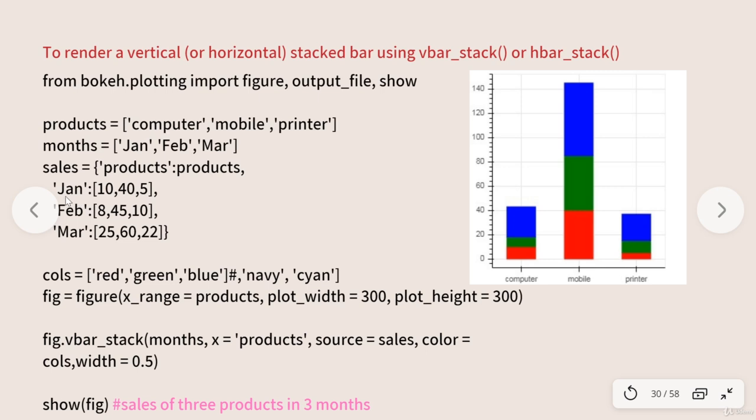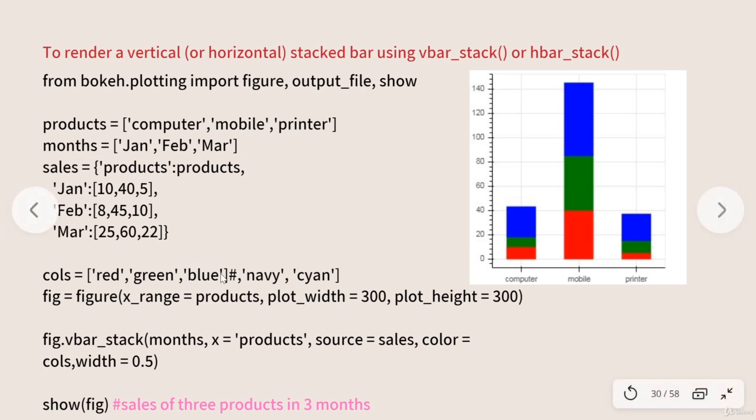Then January is a key, and it is holding the details of my sales, which are 10, 40, and 5. So for computer, the sale is 10. For mobile, the sale is 40. For printer, the sale is 5. Similarly, there are values for February, and similarly I have defined it for March. So products, January, February, March are my keys, and every key is holding certain values. This is how dictionaries are defined. That's the beauty of a dictionary: you can combine a lot of things together. You don't need to write multiple commands and multiple things one after the other.